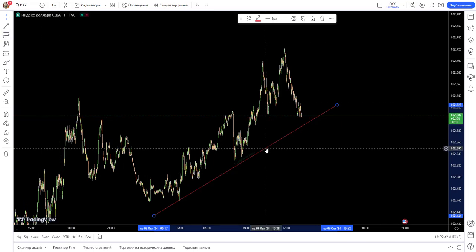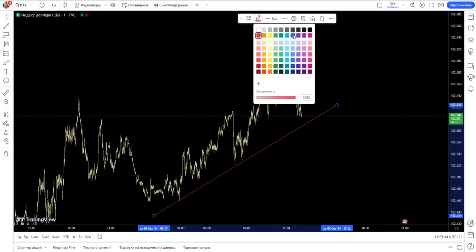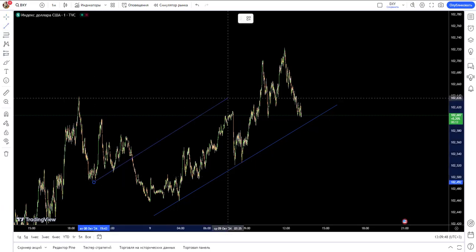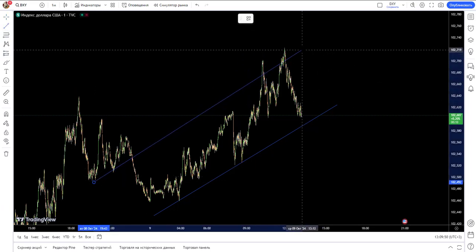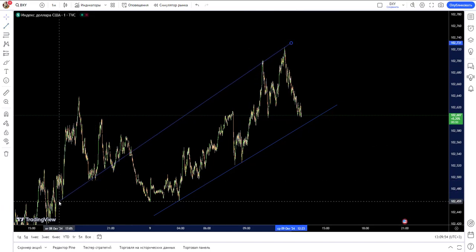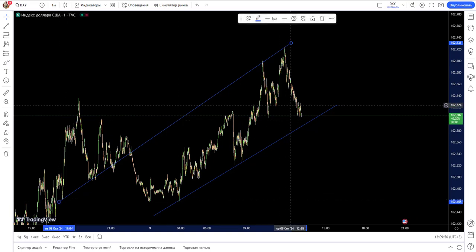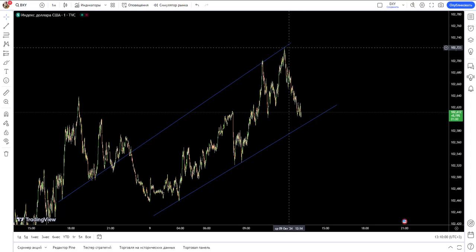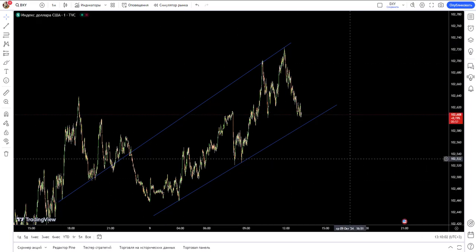This is a channel that looks up. It's a blue color. Channel looks up. What happens here? Take a look at this. We can paint it, I believe, like this. Like this, because here are important levels and they touch almost here.